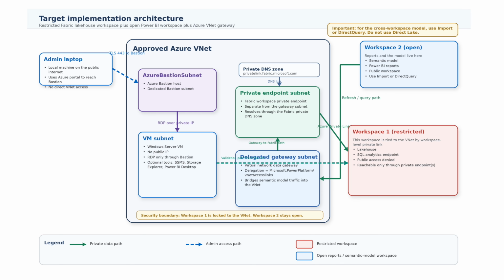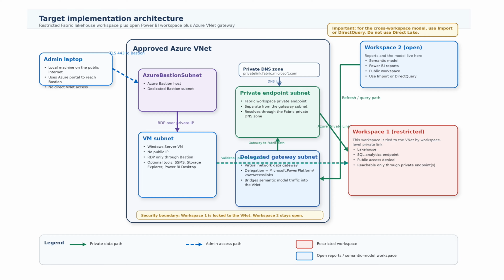So let's look at the end state in a diagram. We'll create two workspaces, one restricted to connections from the Azure Virtual Network via a private endpoint, and the second workspace where users can access Power BI reports from other networks. Within the virtual network, we'll create 4 subnets, one for the private link, one for a virtual network data gateway. The reporting workspace will use this to access restricted data during semantic model refresh.